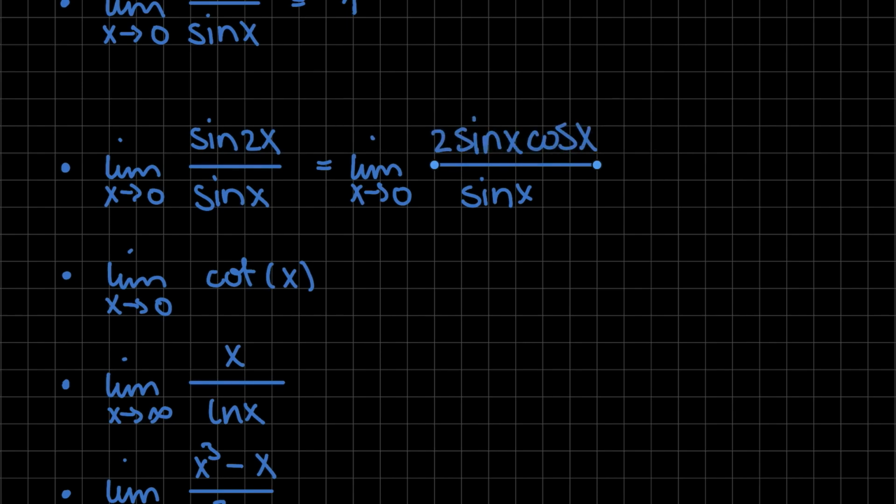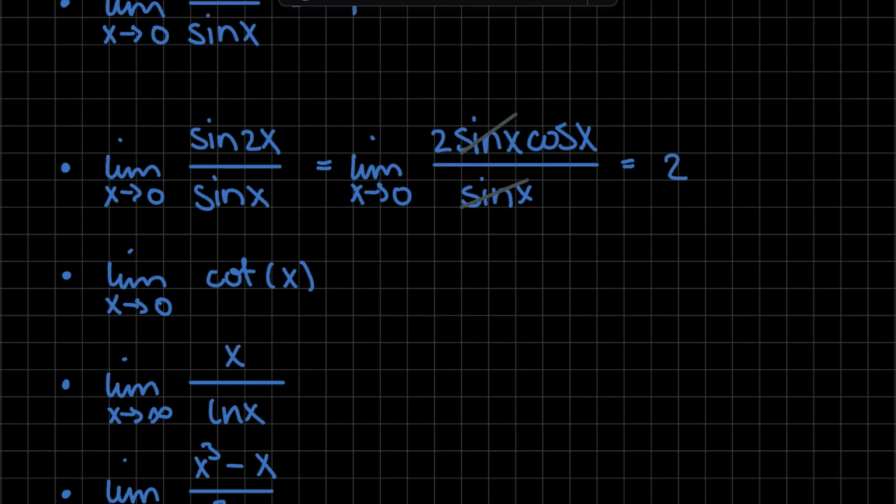So here we notice that we can just simplify by the sine of x. And we're left with 2 times the cosine of x. If we let x tend to 0, we can just do direct substitution. The cosine of 0 is 1. So this term is just equal to 1. And we're still multiplying by 2. So this whole thing is equal to 2.